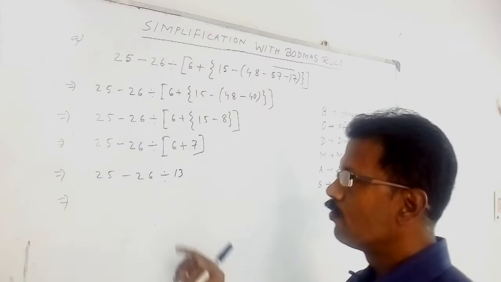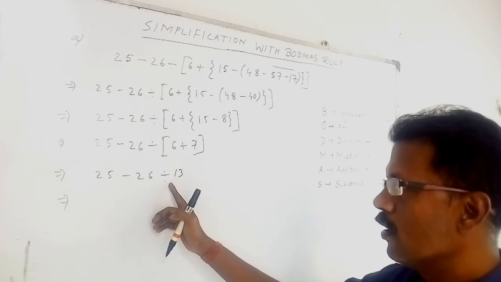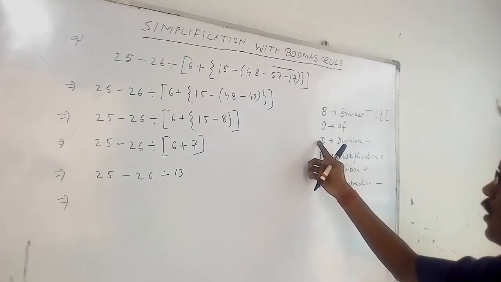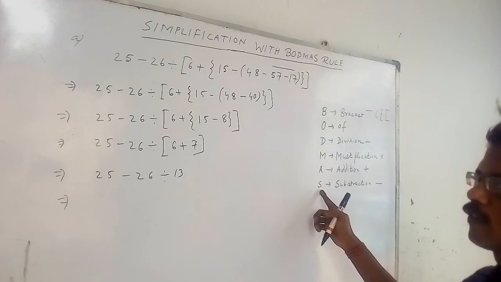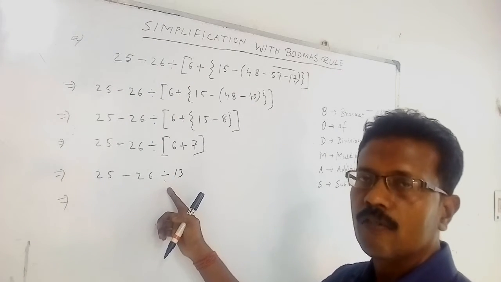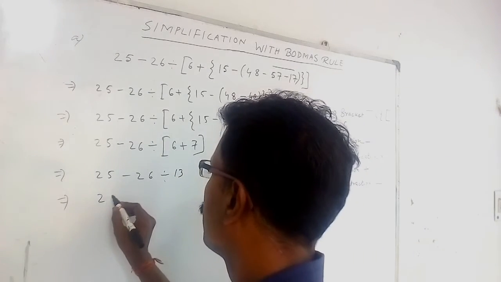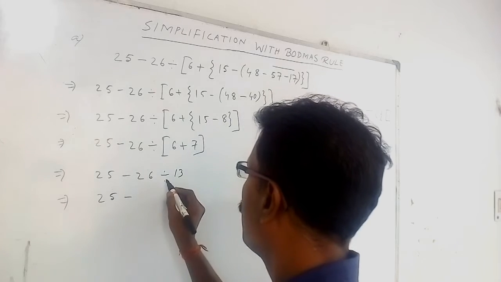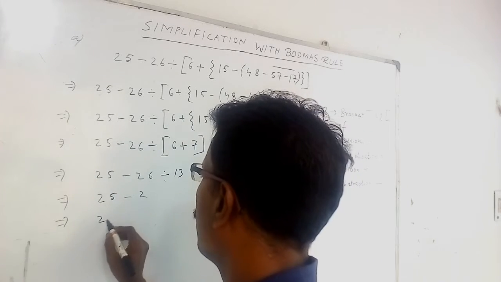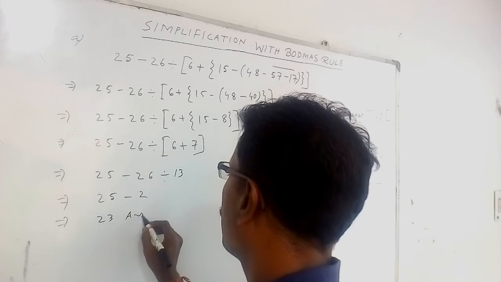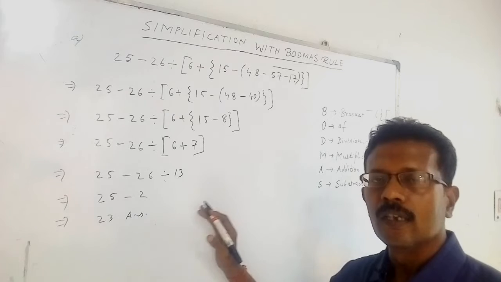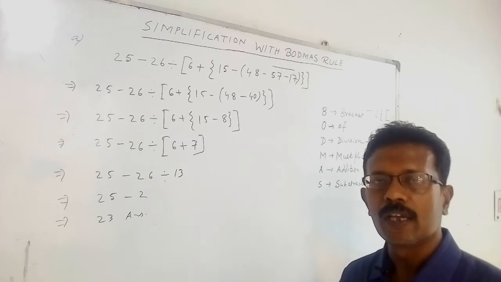Now you can see, my friend, minus and division are written simultaneously. Division is to be preferred before subtraction, so the work of division should be done first. 26 divided by 13 is 2, and at last 25 minus 2, that is 23, is the answer. So this is the first sum we have done with the BODMAS rule.